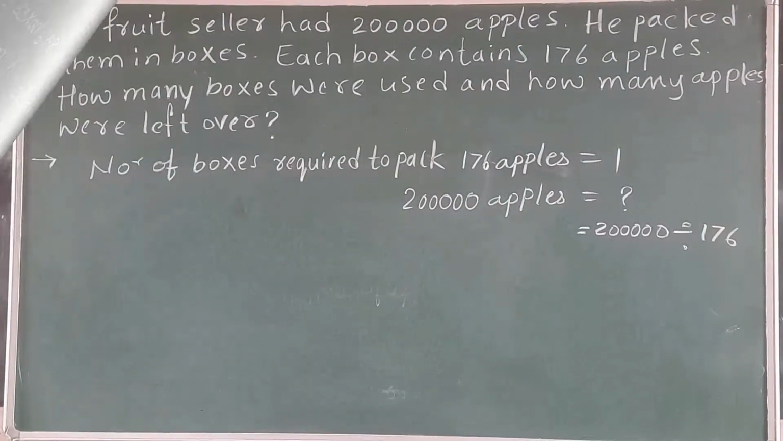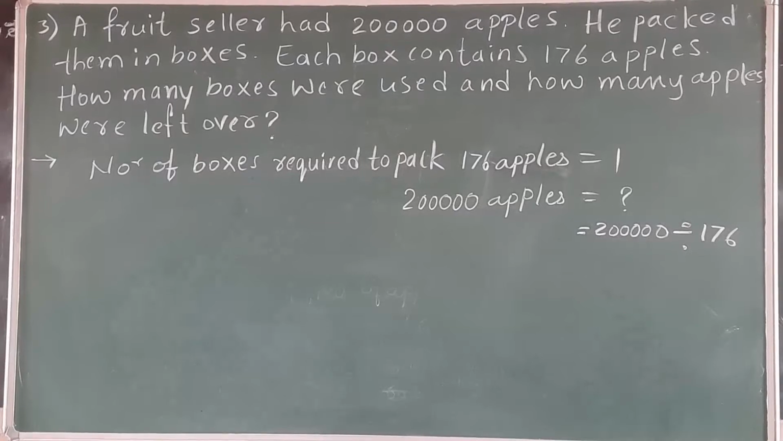The third one, a fruit seller had 2 lakh apples. He packed them in boxes. Each box contains 176 apples. How many boxes were used and how many apples were left over after packing?